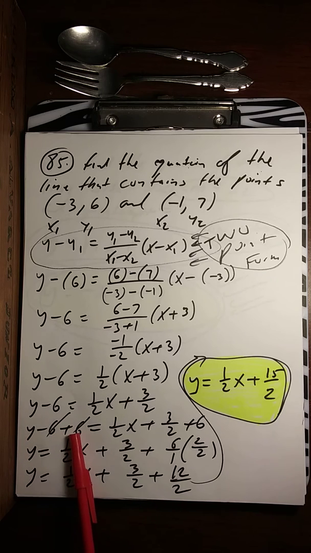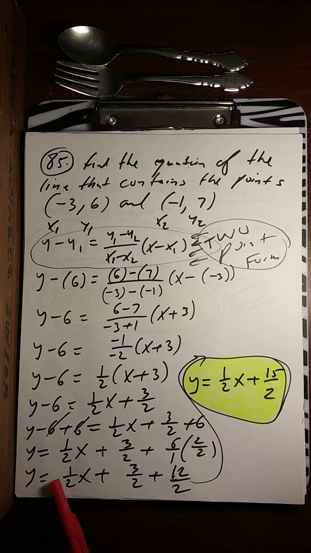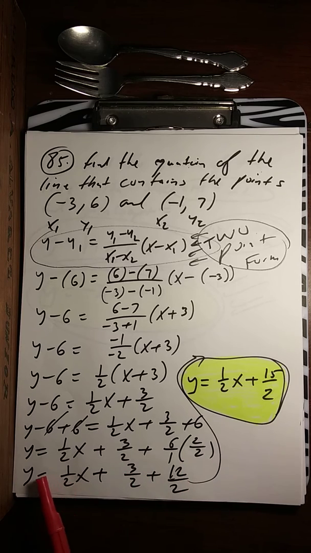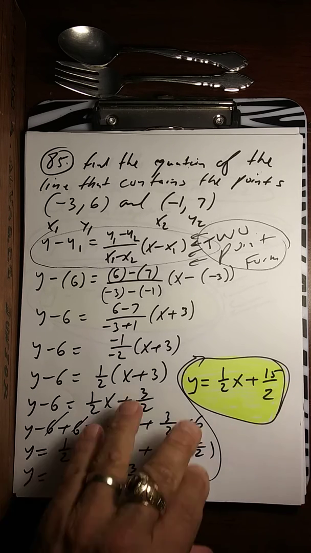Now we're going to have to add 6. So we have y equals 1/2 x plus 3/2 plus 2 times that, 2 times that. So y equals 1/2 x plus 3/2 plus 12/2. And this right here is going to give you what? Y equals 1/2 x plus 15/2. That's it. We are done.